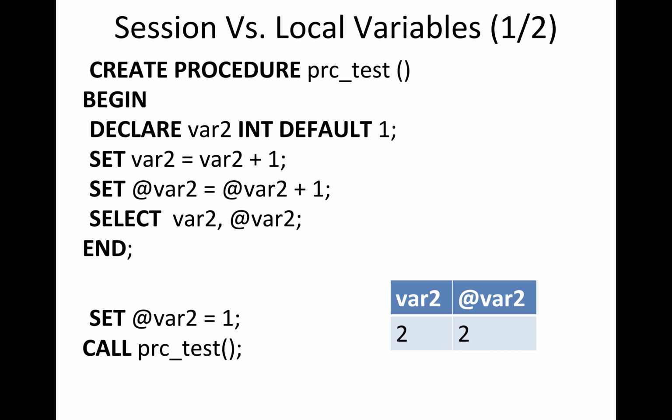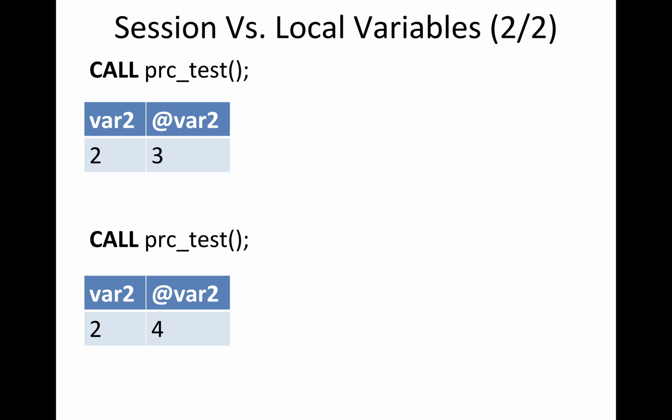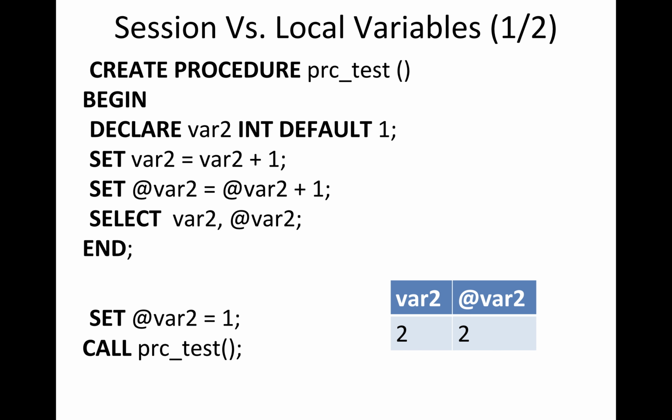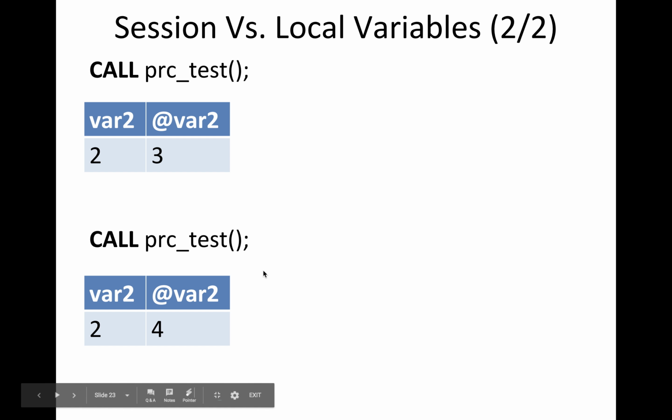It's almost like a global variable. Yep. And we keep calling it multiple times. We'll notice that var2 doesn't change. It's always 2 because it's a local variable, as opposed to @var2, which is a global variable, and we just keep incrementing it over and over and over every time we call the procedure.